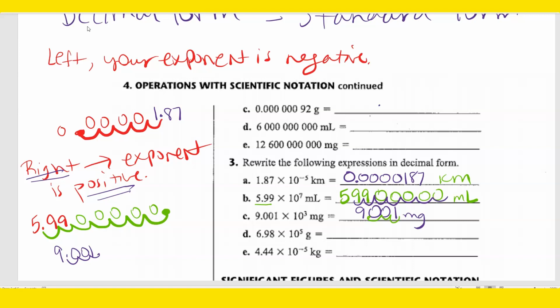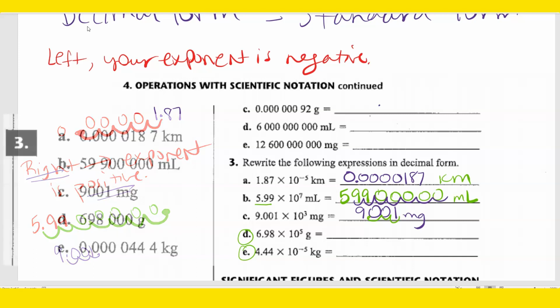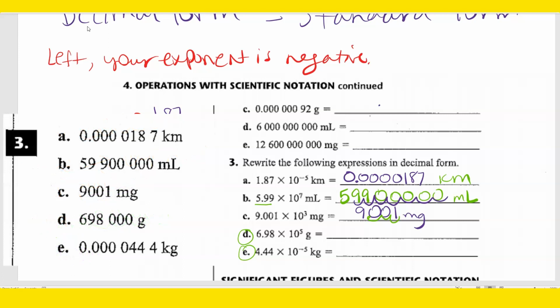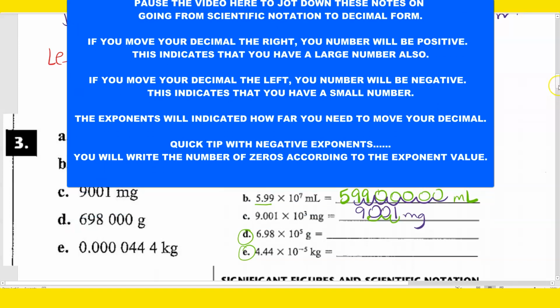All right, I'm going to let you try letter D and letter E. Pause the video, and I'm going to put the answers on the screen, and you can check yourself to see if you're on the right track. All right, let's keep going.